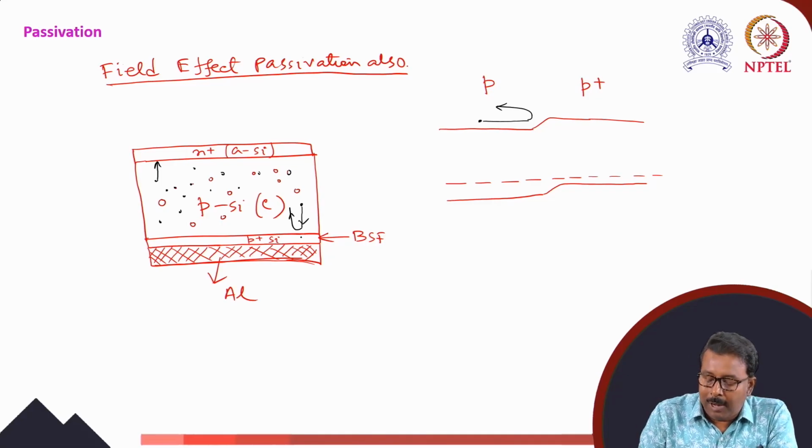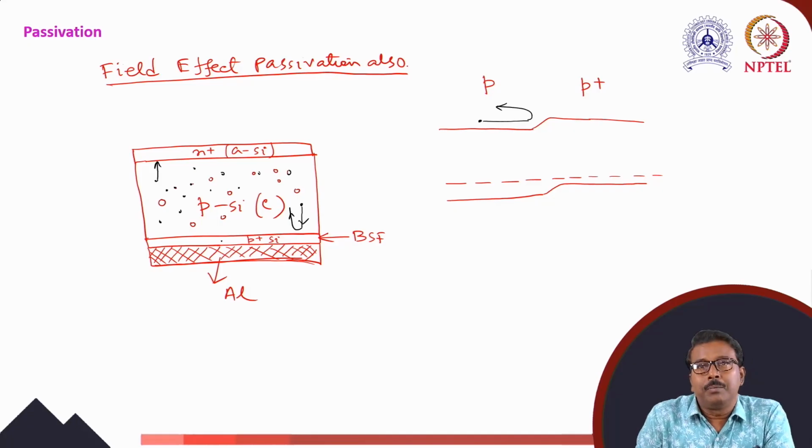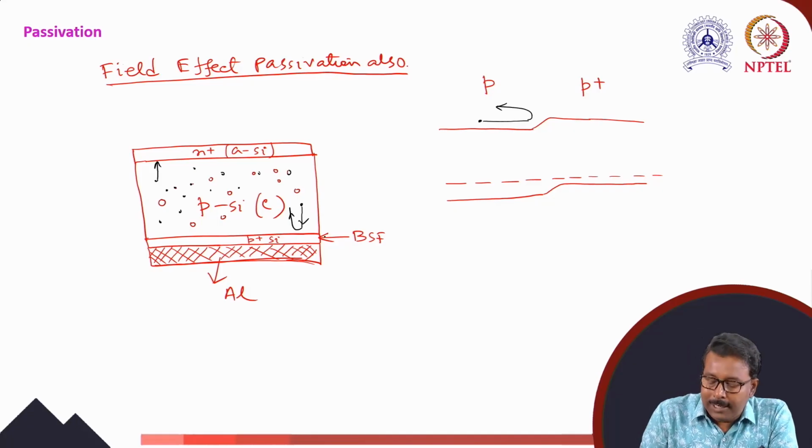Similarly, if you have an arrangement of such kind of layer here, suppose instead of P plus silicon, you put some aluminum oxide layer, aluminum oxide has fixed negative charges. So instead of this, if you have a fixed negative charge layer, then also the electrons will be repelled back. That is also called field effect passivation.